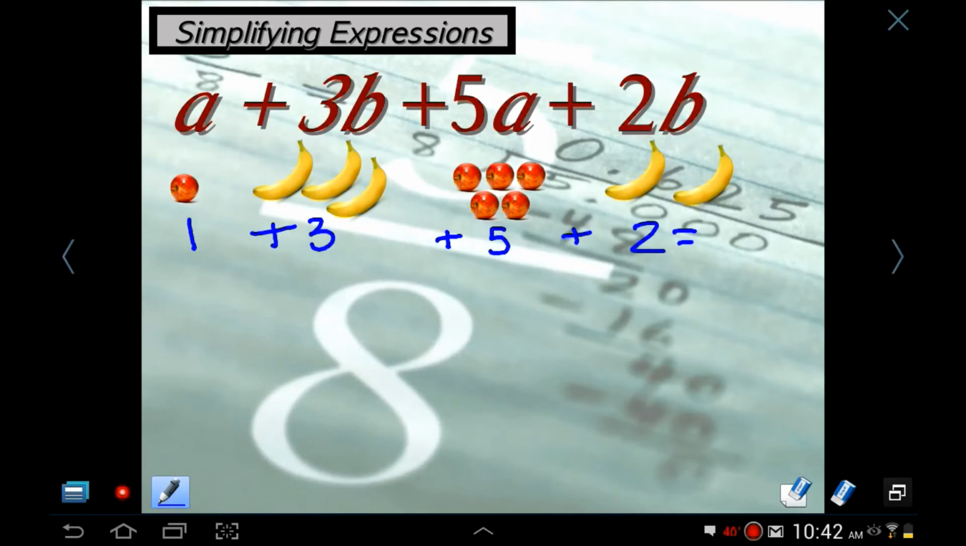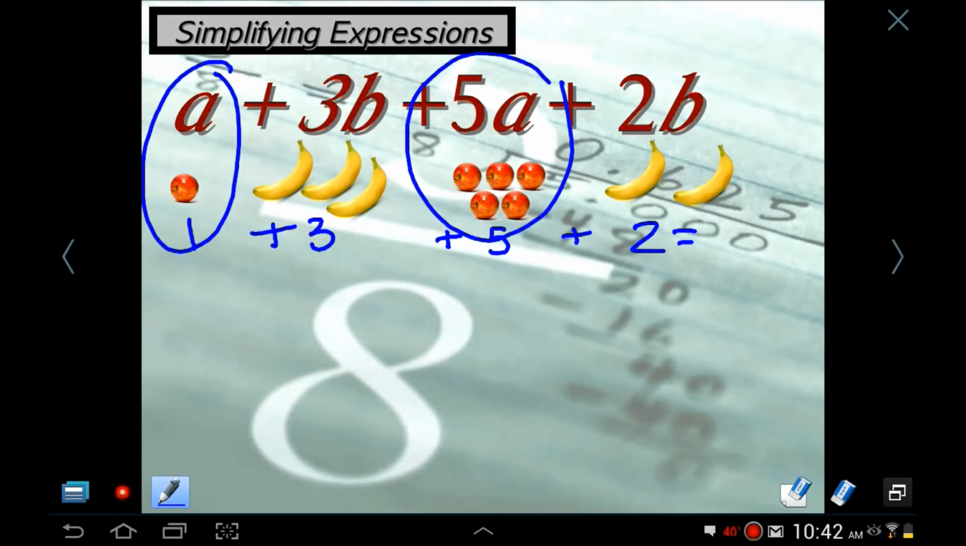If someone were to say, hey, how many apples are there? And you say, oh, there's 1 plus 3 plus 5 plus 2, that would not be a true statement. Same thing for bananas. All right, so you tell them how many apples there are, and you would tell someone how many bananas there are. So we're only going to add apples with apples. So 1A plus 5A makes 6A. That makes 6 apples.